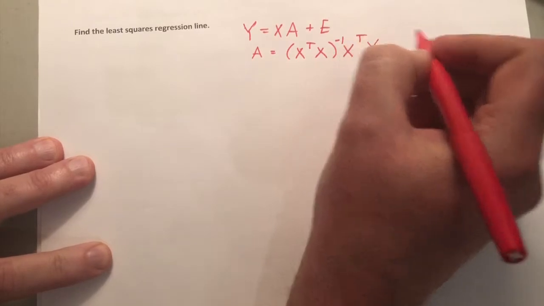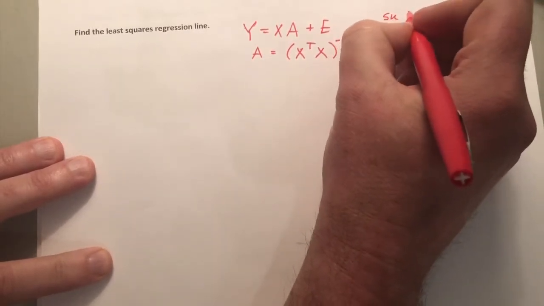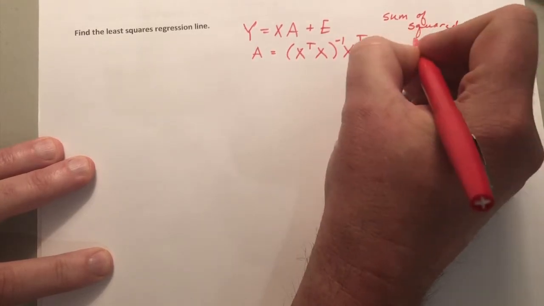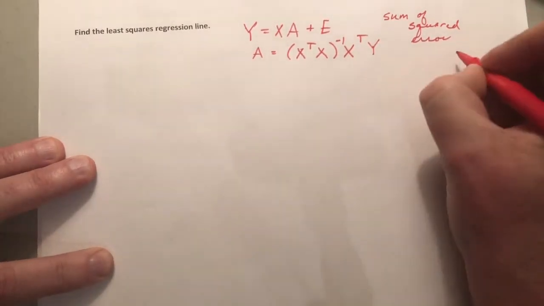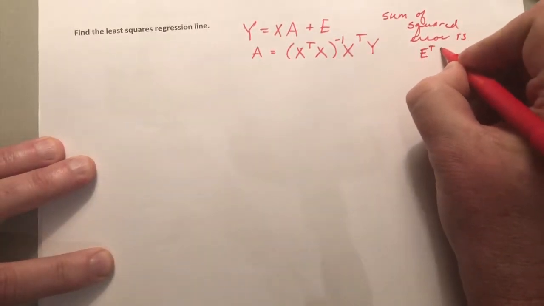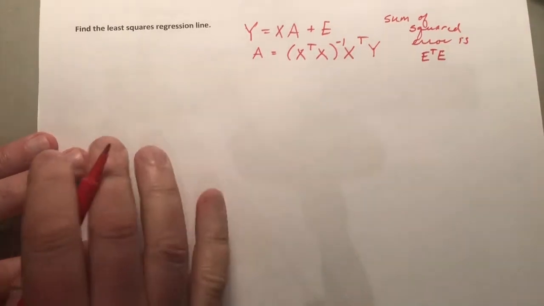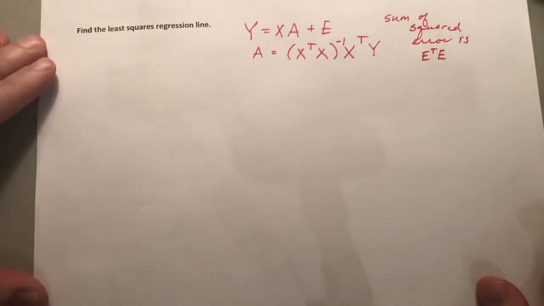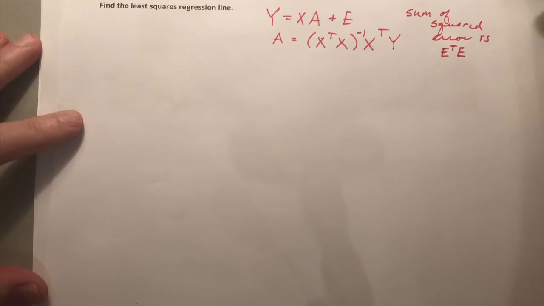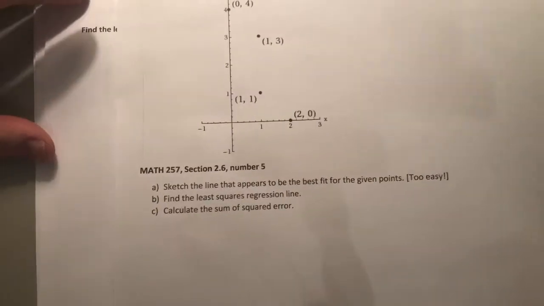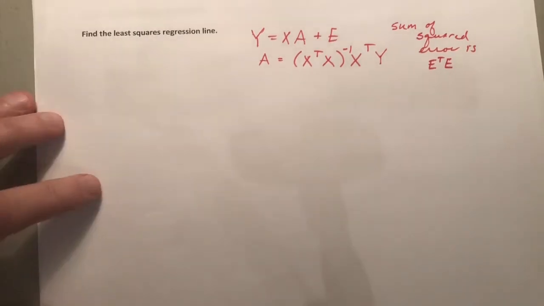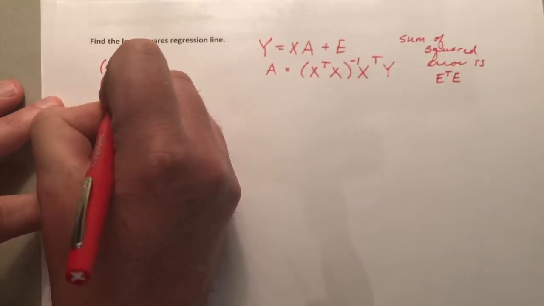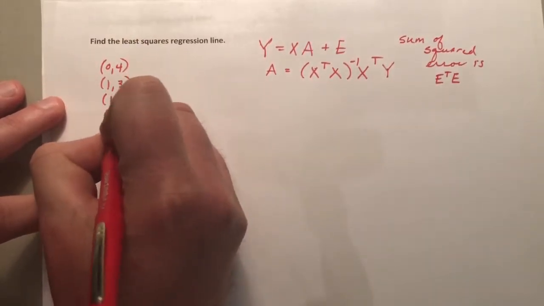And remember that the sum of the squared error in this class is E transpose times E. Okay, so we're going to use those to figure out what the least squares regression line is. And the first thing you have to do is pick the actual data points that we have. So I'm going to list those. What data points do we have? We have (0, 4), (1, 3), (1, 1), and (2, 0).